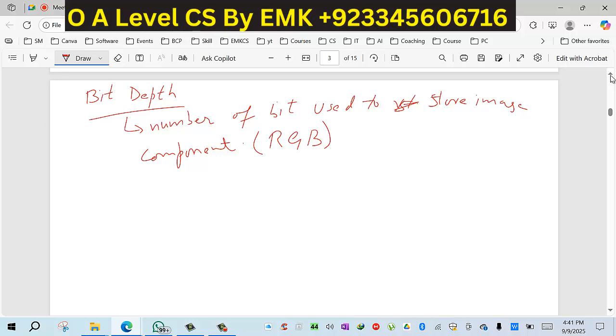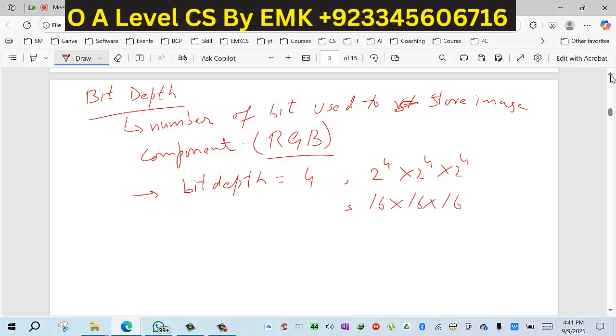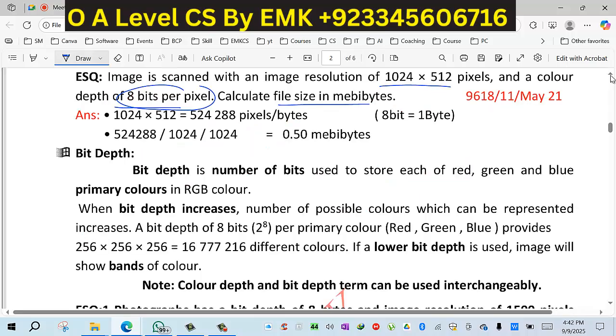Let's suppose if I have a bit depth equal to 4 and my image is made up of 3 color RGB, so I will write 2 raised to power 4 into 2 raised to power 4 into 2 raised to power 4, that is equal to 16 into 16 into 16. This will be the number of colors. But I told you earlier, when you talk about bit depth and color depth, both terms can be used interchangeably.